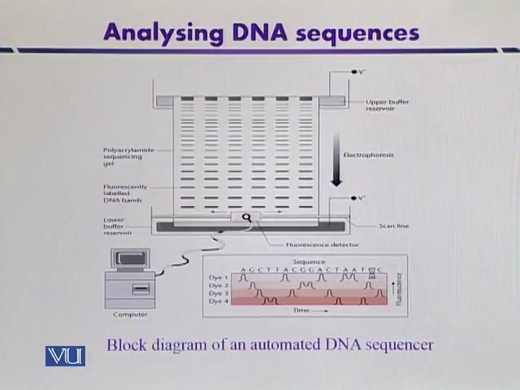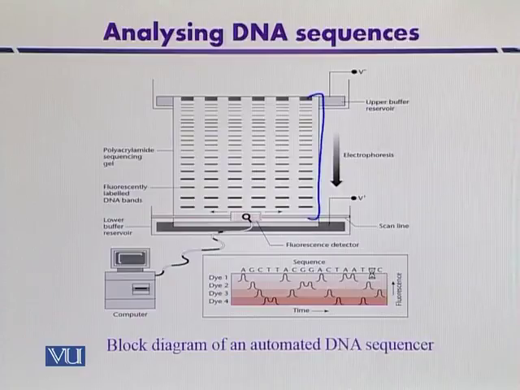So this is the block diagram of an automated DNA sequencer. Here is the slab gel, and it contains different lanes, and within a single lane one sample can be loaded. So 4 different reaction mixtures are loaded within a single lane that will be separated depending upon the length of the DNA fragments, and each dideoxynucleoside triphosphate is labeled with its respective fluorophore, so it will emit a different color that will be detected by the detector.